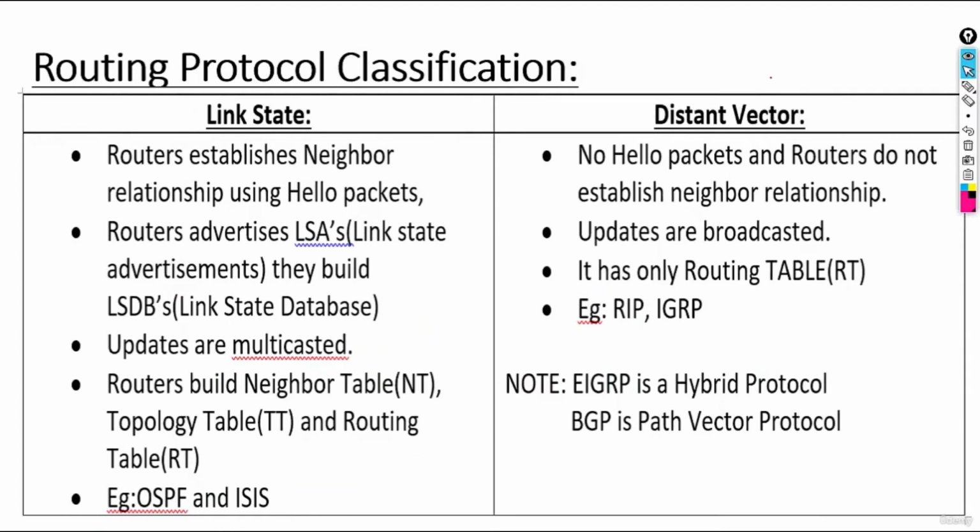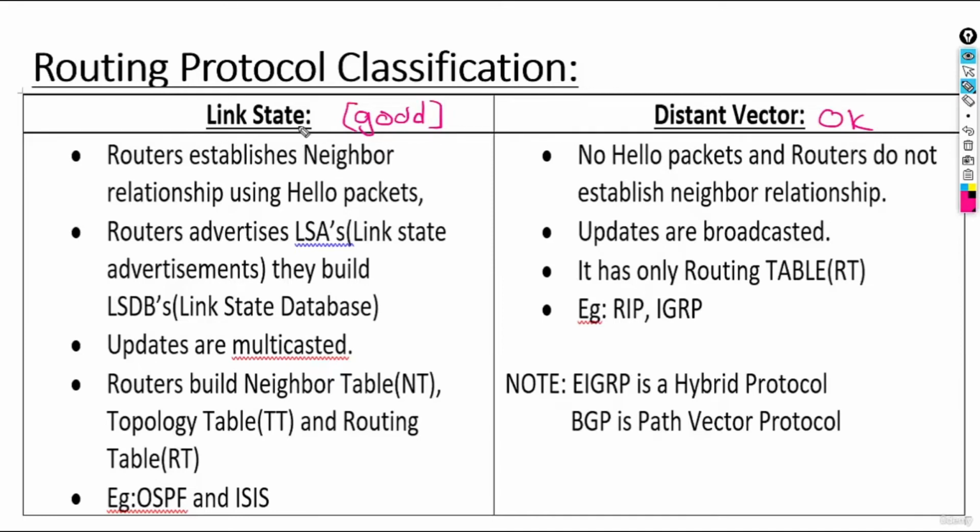Okay, so now what are the ways you can differentiate routing protocols? Routing protocols can be classified in two different ways. The first method is called link state versus distance vector. I always tell link state is a good routing protocol. On the other hand, distance vector is an okay routing protocol. So that means good is better than okay.